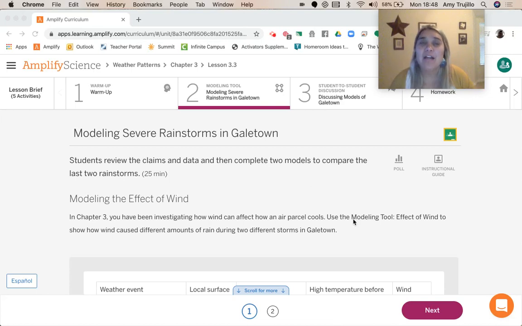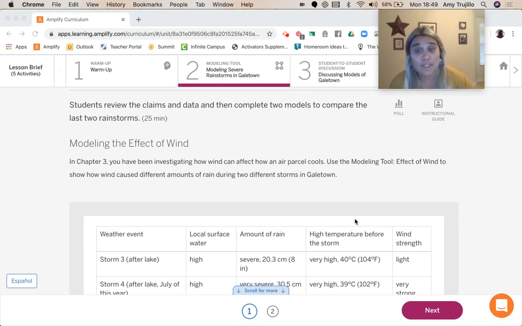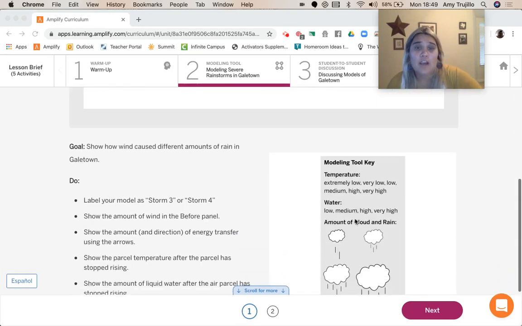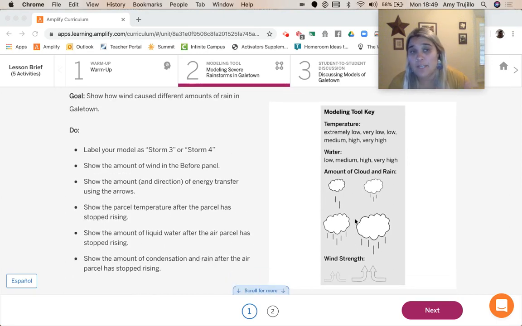Guys, so we're going to model the difference between the severe rainstorms in Galetown. So we've been investigating how wind can affect an air parcel, how an air parcel cools, and now we're going to use the modeling tool, effective wind, to show how wind caused different amounts of rain during two different storms. All right, so our goal is to show how wind caused different amounts of rain in Galetown.